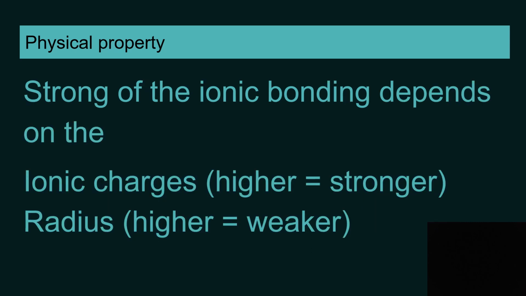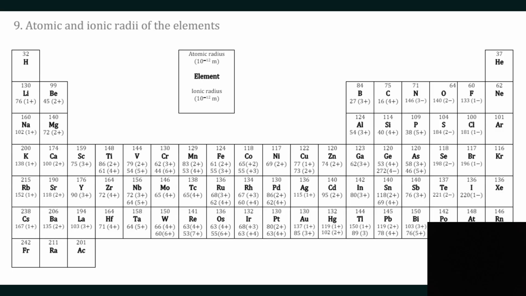The strength of the ionic bonding of a compound depends on the ionic charge and the radius of the ions.